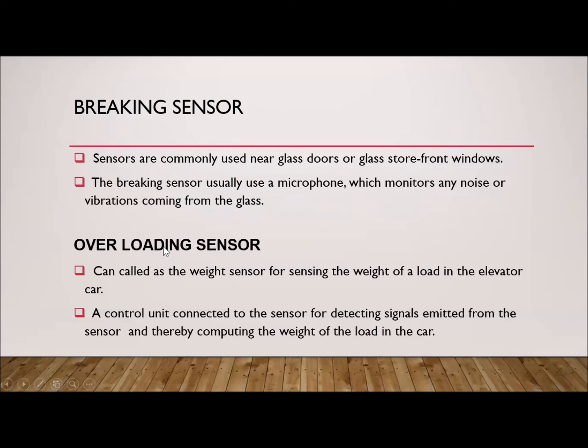And the last one is the overloading sensor. The overloading sensor can be called the weight sensor, for sensing the weight of a load in the elevator car. A control unit is connected to the sensor for detecting signals emitted from the sensor and thereby computing the weight of the load in the car.